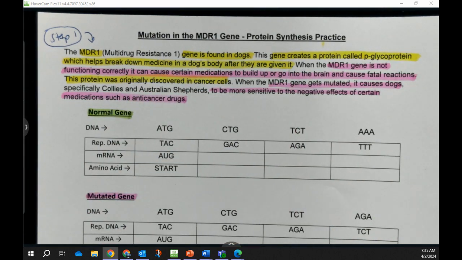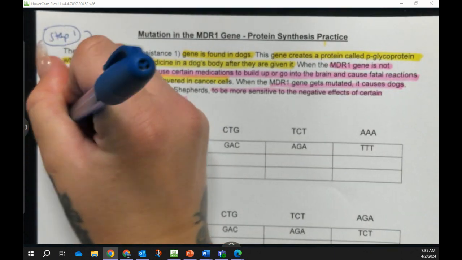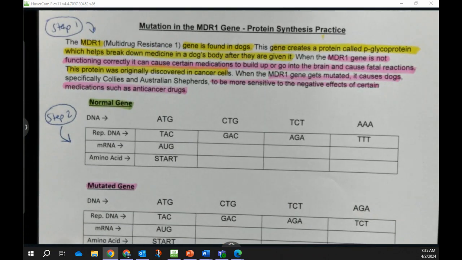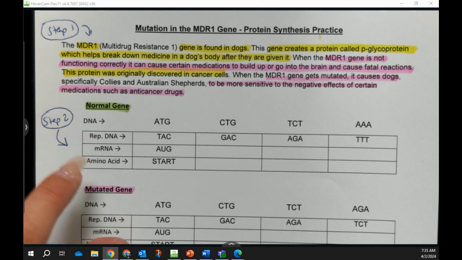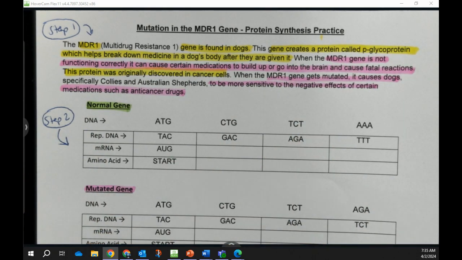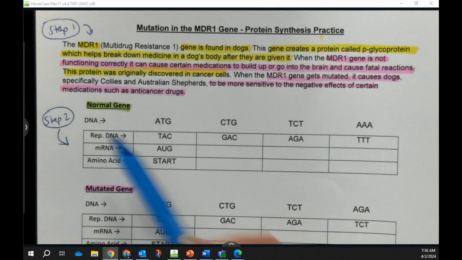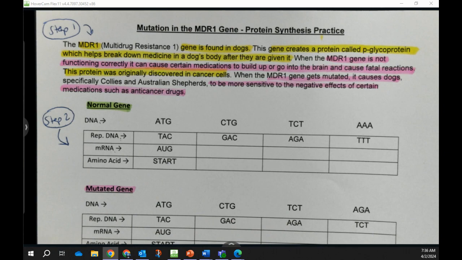So you need to then, step two, complete the protein synthesis, which is DNA to replicated DNA to mRNA to amino acid, for the normal gene first. Okay, so if you don't know how to do this and you're like, oh my God, how is Ms. P doing this right now? You are going to go back into Teams and find the videos where it goes from DNA to replicated DNA, or DNA to mRNA, or mRNA to amino acid, so that you are not confused and you can see the step-by-step process.